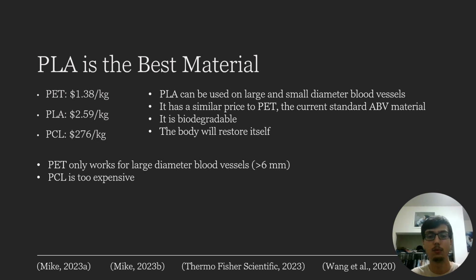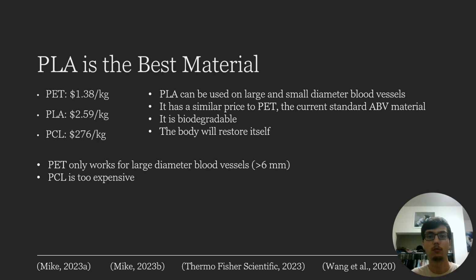So finally, the decision. What is best between PET, PLA, and PCL? Well, it will be PLA. It is the best material to use. It is similarly priced to PET. Although PET is the current standard artificial blood vessel material, PLA has some advantages over it. PCL is just simply too expensive to be a viable business option.